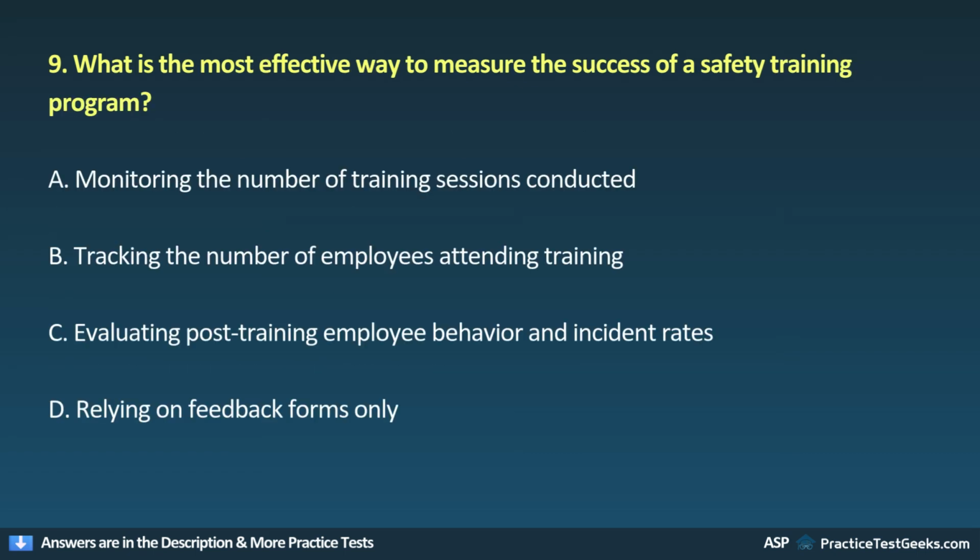9. What is the most effective way to measure the success of a safety training program? A. Monitoring the number of training sessions conducted. B. Tracking the number of employees attending training. C. Evaluating post-training employee behavior and incident rates. D. Relying on feedback forms only.